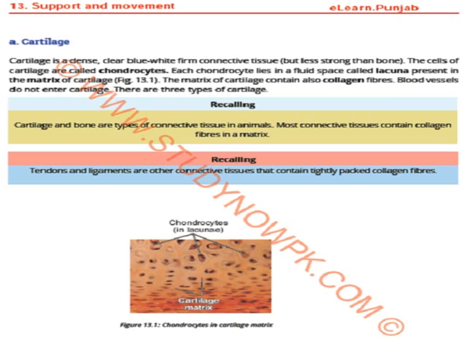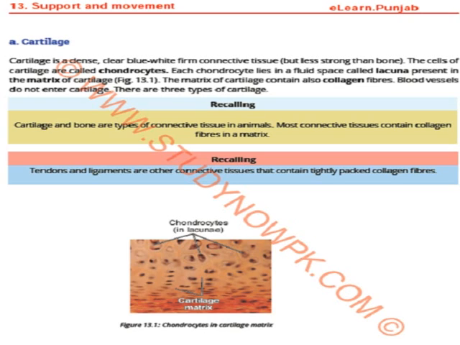There are three types of cartilage. Cartilage and bone are typically connective tissue in animals. So cartilage is a connective tissue, bone is a connective tissue, and you must know that blood is also a connective tissue. Why? Because they form connection. Most connective tissues contain collagen fibers in a matrix. Matrix, what is a matrix? You must know from chapter number 4, class 9. Tendons and ligaments are other connective tissues that contain tightly packed collagen fibers.